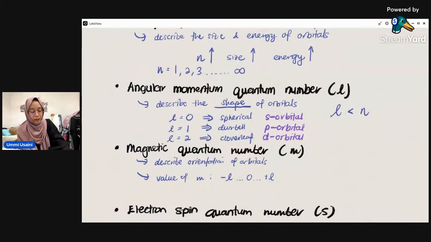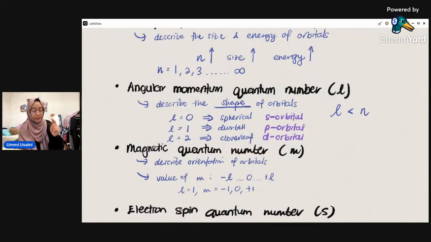So if kita punya L is 1, therefore value M would be negative 1, 0, positive 1. Okay, so kalau L kita equals to 0, maksud M kita, the only possible value for M would be 0. Kalau L kita equals to 2, so negative 2, negative 1, 0, positive 1, positive 2.